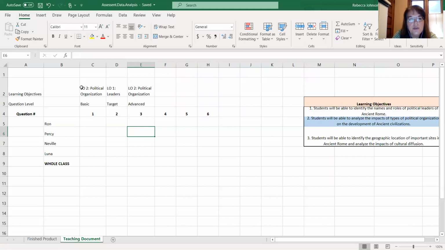So I have question 1, 2, and 3. I've now said question 1's basic, question 2's target, question 3's advanced, and political organization, leaders, and political organization. So I've hit 2 of my learning objectives. Now let's look at the last 3 questions and see if I get at some of my other learning objectives. Remember, you need to have an assessment that gets at your learning objectives.